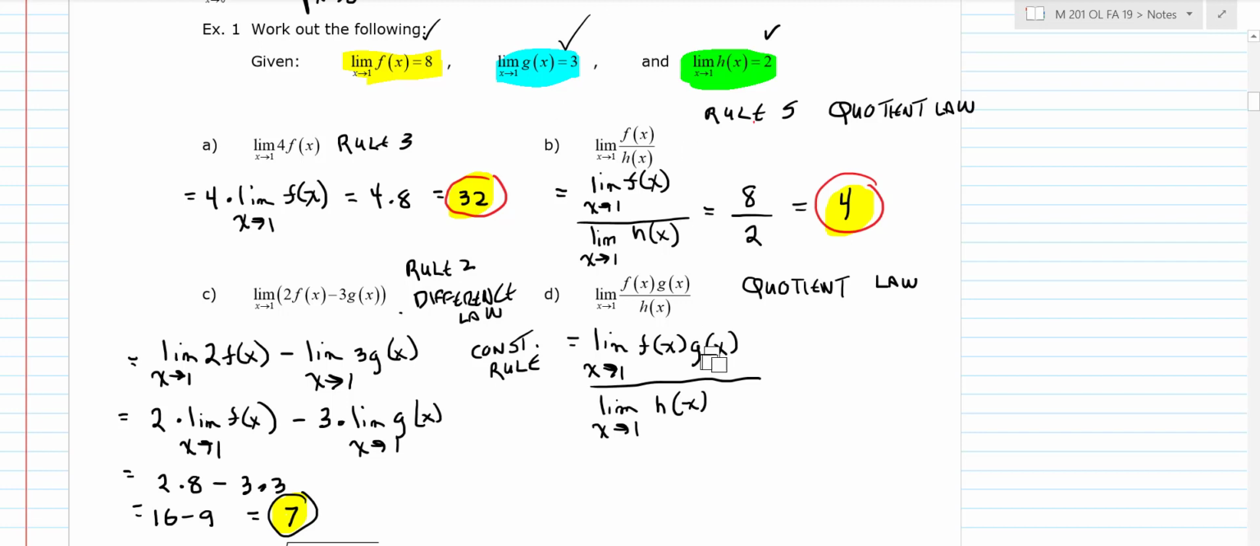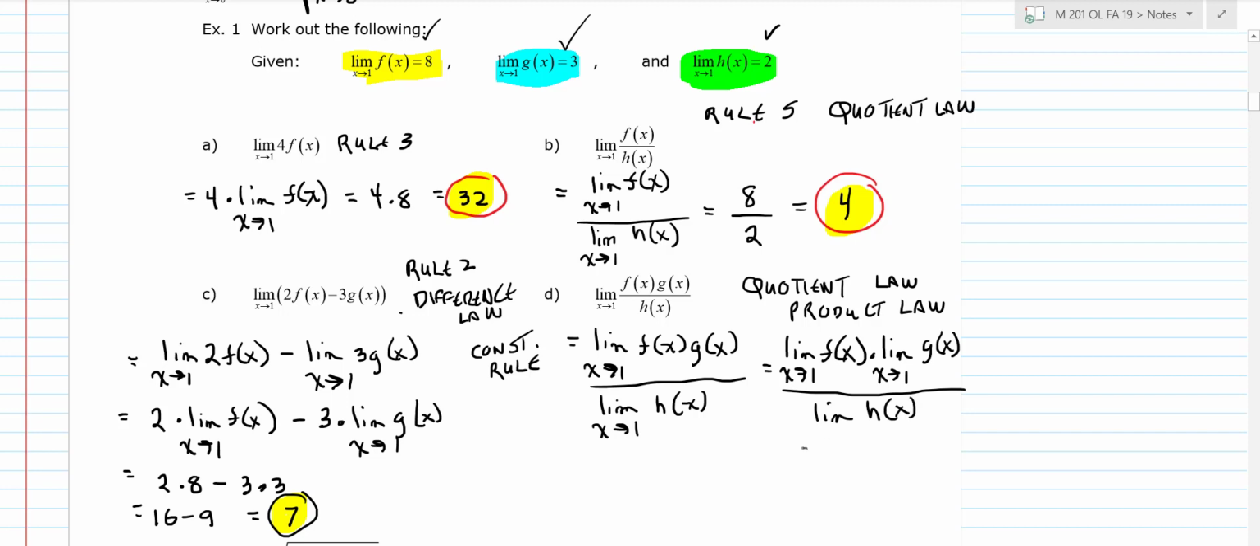All right, then we're going to look at the numerator. The numerator, we're going to do the product law for limits. So we break that up. So we're going to write the numerator as limit x approaches 1 of f of x multiplied by the limit x approaches 1 of g of x, and then all divided by limit h of x as x goes to 1. Okay, I want to break that up like that.